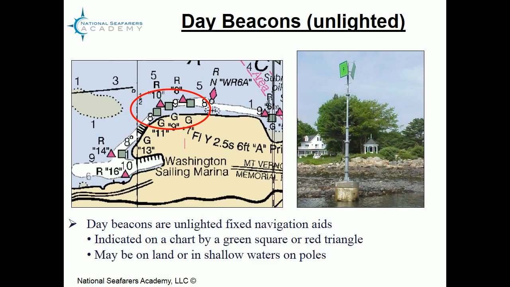Beacons are unlighted navigation aids, and sometimes called day beacons. They are indicated on a chart by a green square or red triangle. You may see beacons on land or in shallow waters on poles.